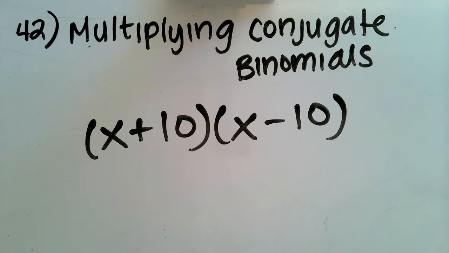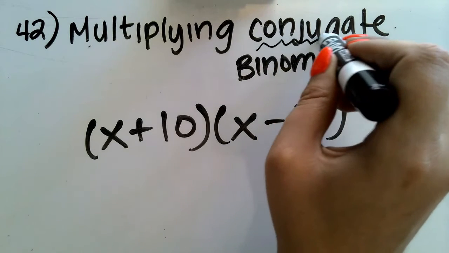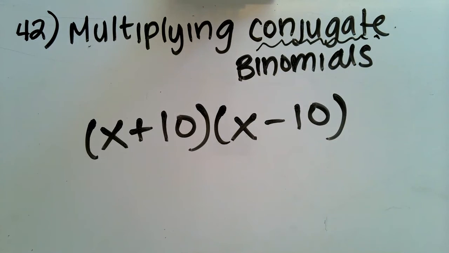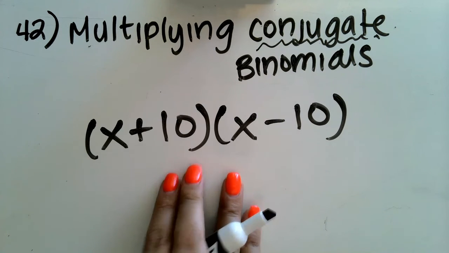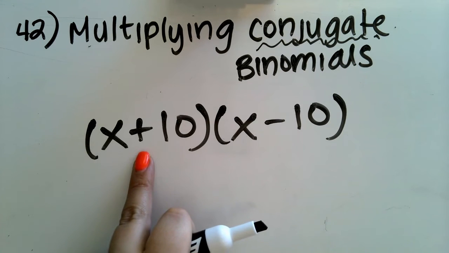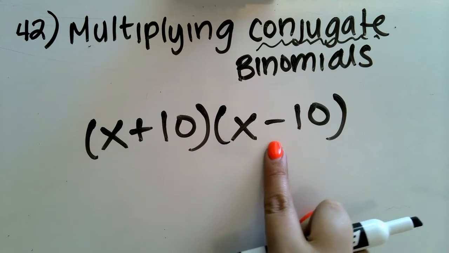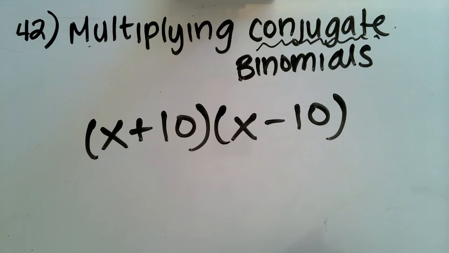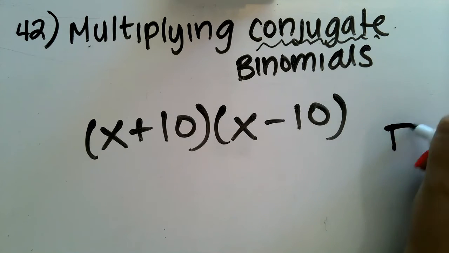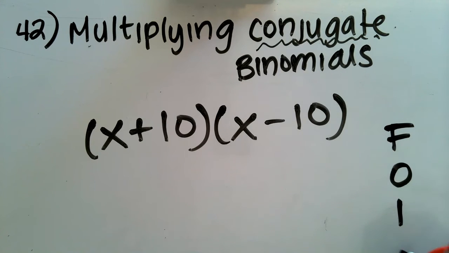Hi guys, today we're going to be talking still about multiplying binomials, but this time we're going to be talking about something called a conjugate binomial. It's going to look something like this, where we see that there is a positive version as well as a negative version in each of our binomials. Let's go ahead and do this as normal. Let's go ahead and FOIL these binomials.